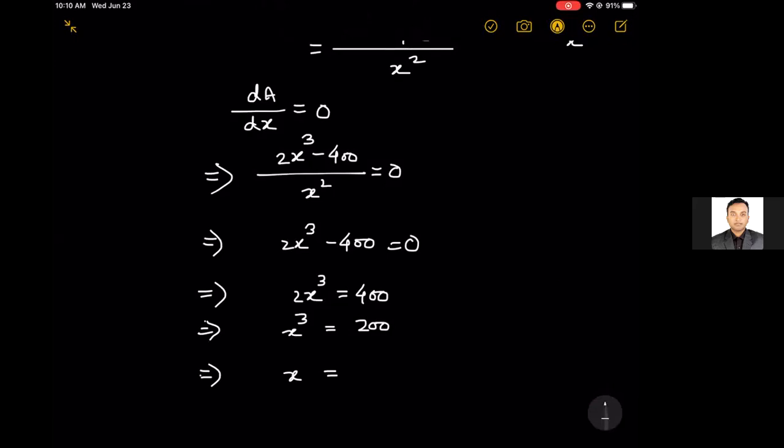Who has done it for me? The cubic root of 200? Anyone? Just use your calculator. I did it, but I did not get a number close to 14. I got 5.848. I got the same thing.